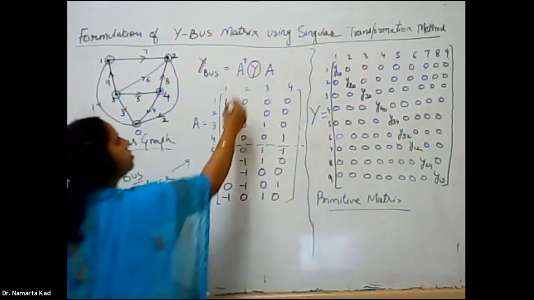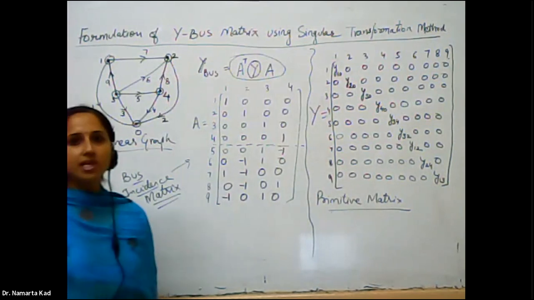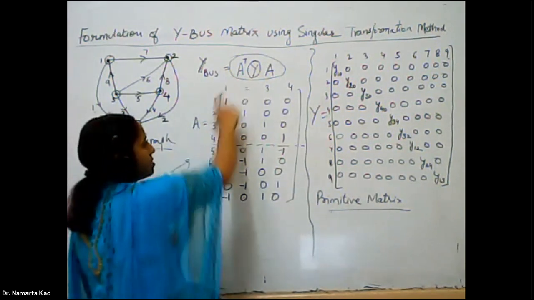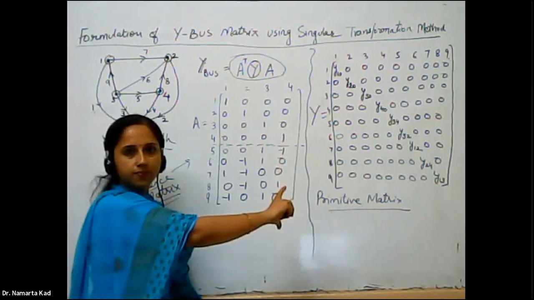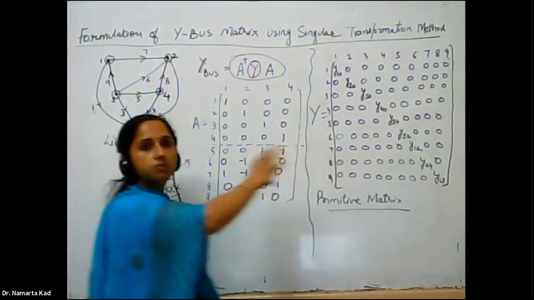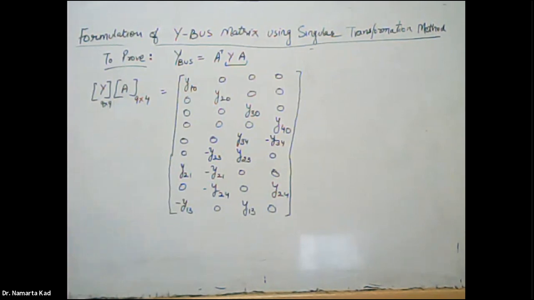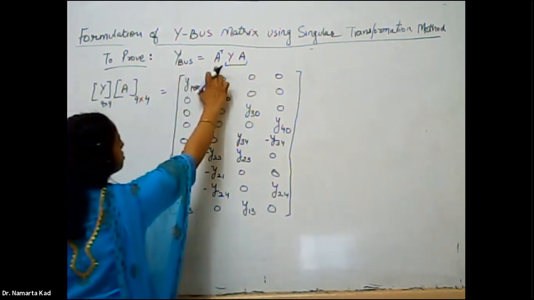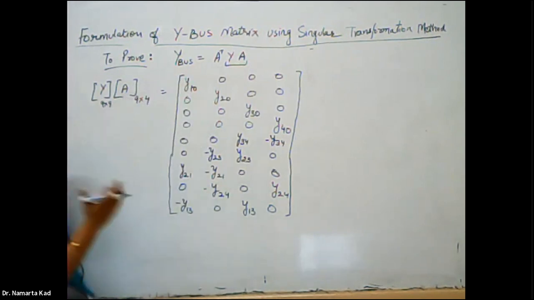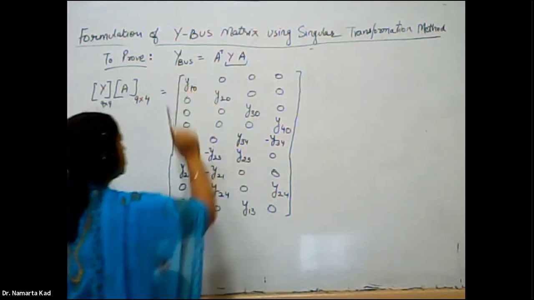Now you have to perform these calculations. Firstly, take the transpose of this bus incidence matrix and post-multiply it with y. I'm just going to write it down like this. As we have to prove that Ybus is equal to A transpose Y into A, firstly we do the calculation of the primitive matrix with the bus incidence matrix.